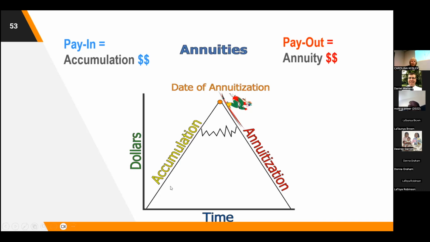So accumulation is pay in, annuitization is pay out, converting it to a stream of income, right? That's annuitization.